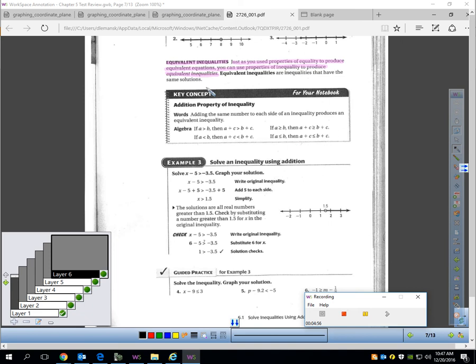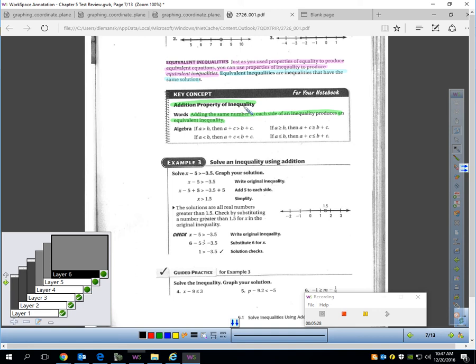You learned about equivalent equations in Chapter 3. In Chapter 6, we are going to work with equivalent inequalities. It's the same idea. You use properties of equality to produce equivalent equations. You can use properties of inequality to produce equivalent inequalities. Equivalent inequalities are inequalities that have the same solution. So in other words, you're rewriting it, but it's the same thing, or the same solution.